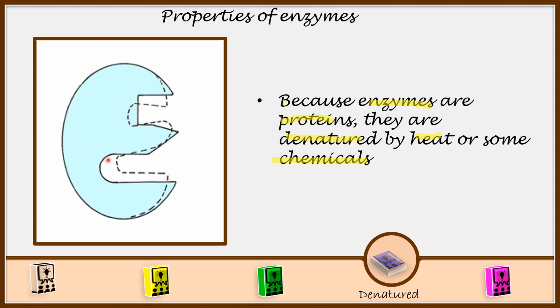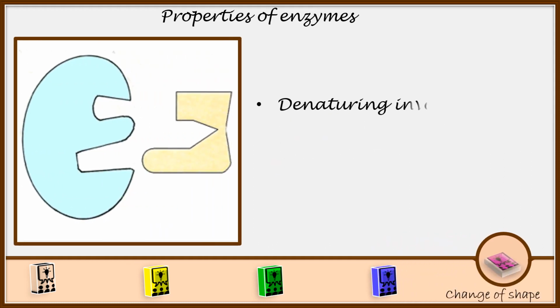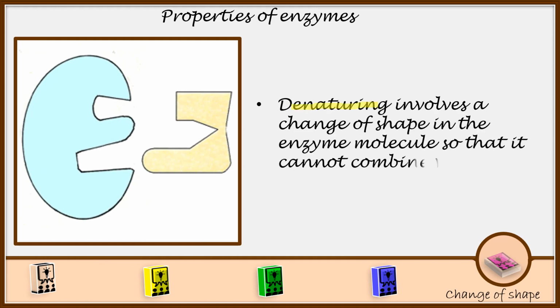How does denaturation come about? When there is a change in the shape of the active site. And when you change the shape of the active site, it means that the substrate this enzyme works on can no longer fit into the active site. Denaturing involves a change of shape in the enzyme molecule so that it cannot now combine with the substrate.